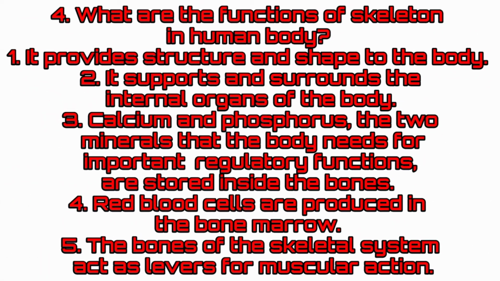What are the functions of skeleton in human body? It provides structure and shape of the body. It supports and surrounds the internal organs of the body. Calcium and phosphorus, the two minerals that the body needs for important regulatory functions, are stored inside the bones. Red blood cells are produced in the bone marrow. The bones of the skeletal system act as levers for muscular action.